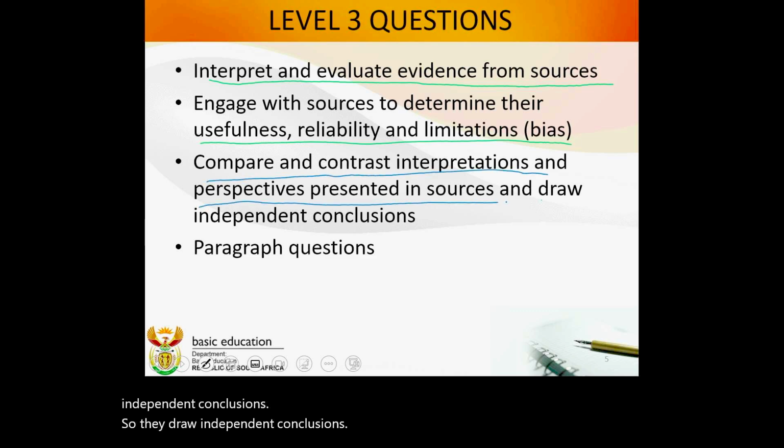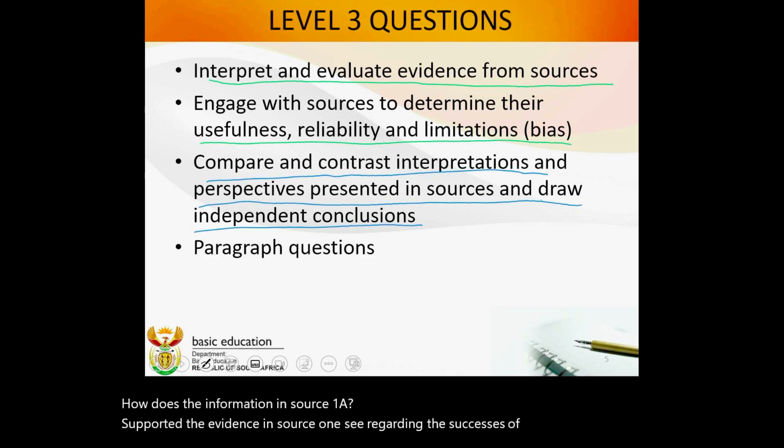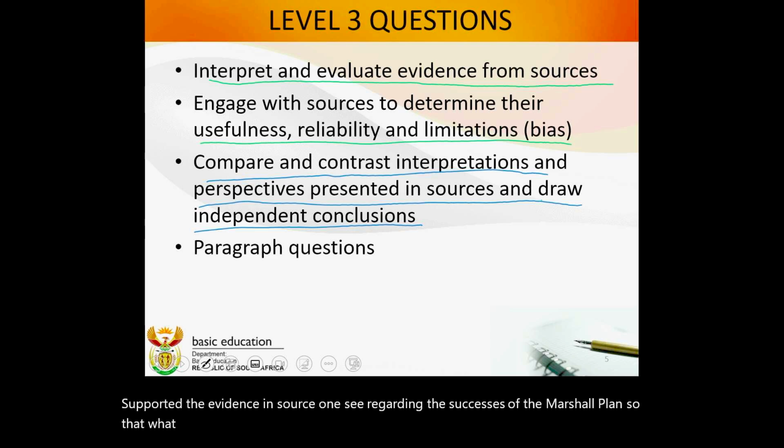So learners will get a question phrased like: how does the information in source 1A support the evidence in source 1C regarding the successes of the Marshall Plan? So that is what it means, they compare and contrast interpretations.